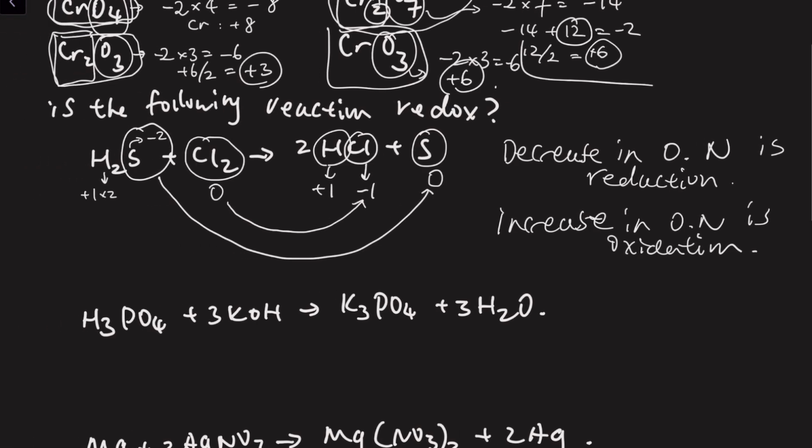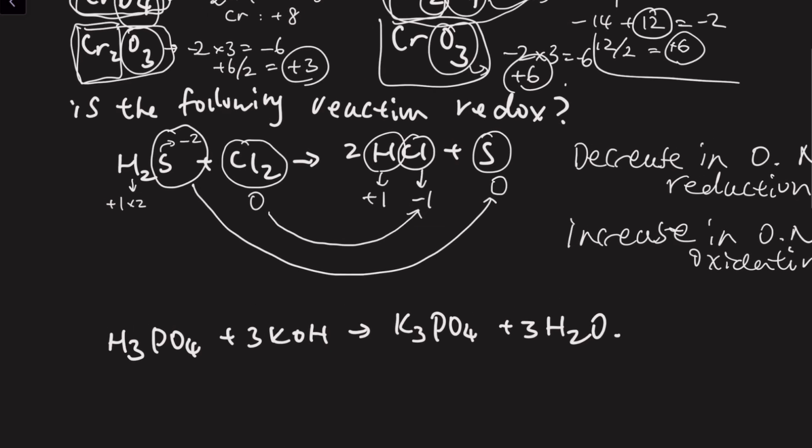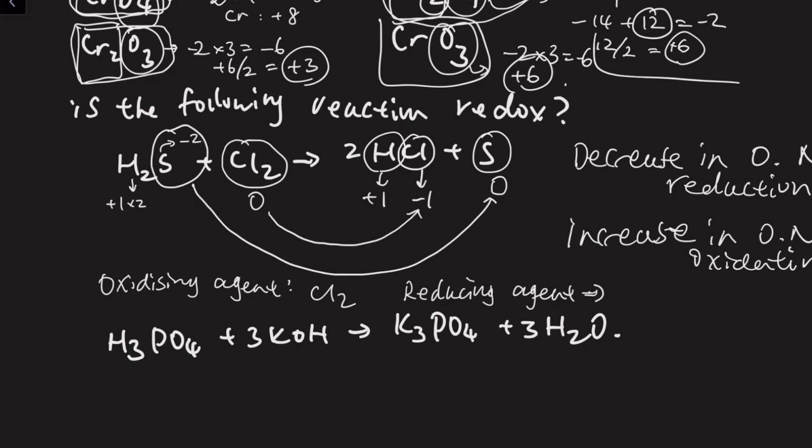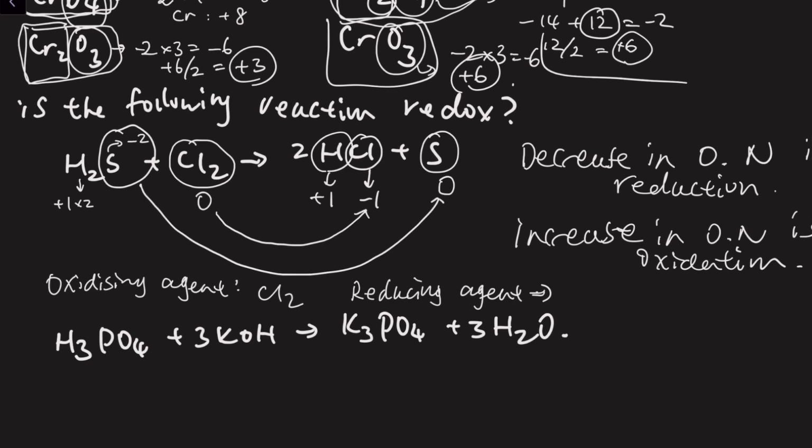So using the fancy terminology we have learned, the oxidizing agent is something that is being reduced. So it's chlorine gas. Reducing agent, something that gets oxidized. It's the sulfide ion in H2S.